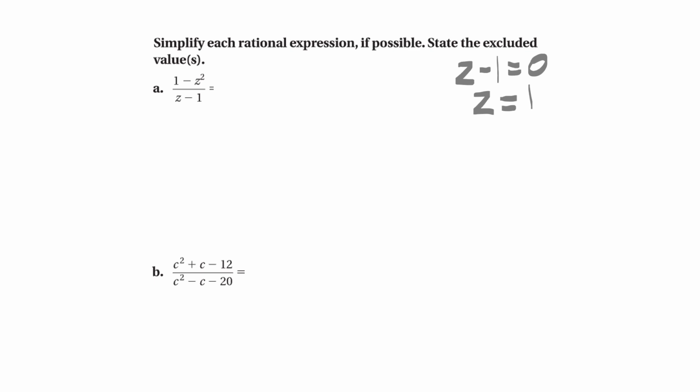Now we're going to go ahead and factor, and hopefully we're noticing that our numerator is a difference of squares. So this becomes 1 plus z times 1 minus z. And then in our denominator, we have z minus 1.